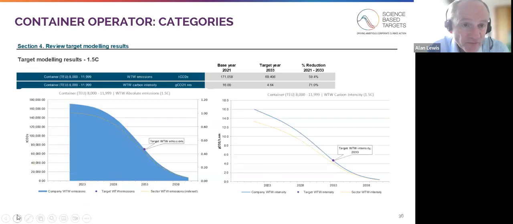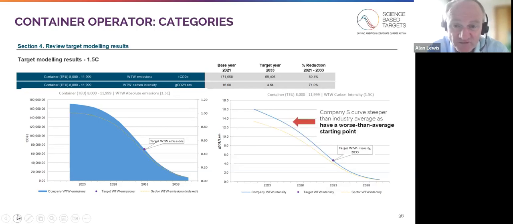If we then move to the outputs for these situations, firstly looking at the 8,000 to 12,000 vessel size category, in this situation, the operator's emission intensity shown is slightly higher than identified for that particular vessel size as an industry average. So that would mean that the S curve of the blue line is actually steeper than the industry average, and that means that it's going to have to work harder than average in order to stick to that trajectory by its target year towards actually meeting the point of convergence.